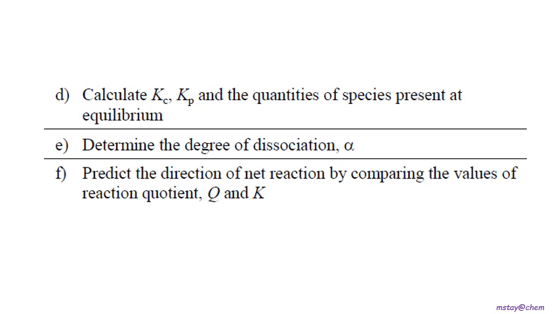In this video, we are going to focus on calculation for the part of chemical equilibrium, where we are going to calculate the Kc, Kp, or the concentration or pressure of certain species at equilibrium, which we may use an ICE table. Then we also are going to determine the degree of dissociation, which is the change over initial. Then we are going to predict the direction of the net reaction by comparing the reaction quotient and the equilibrium constant.